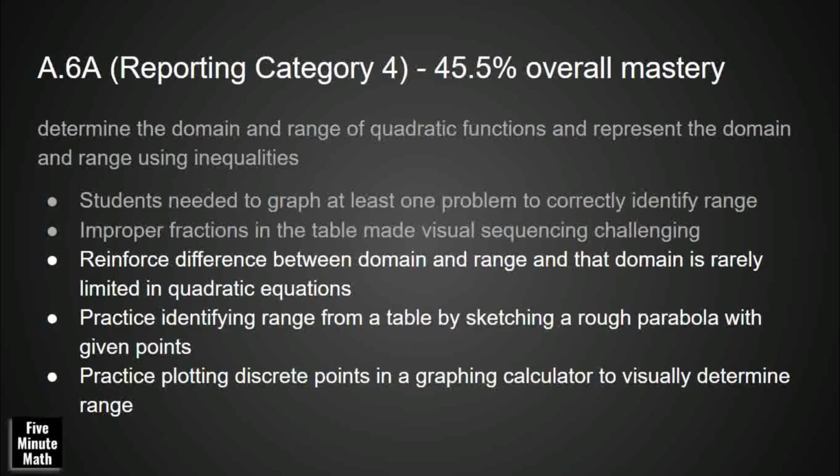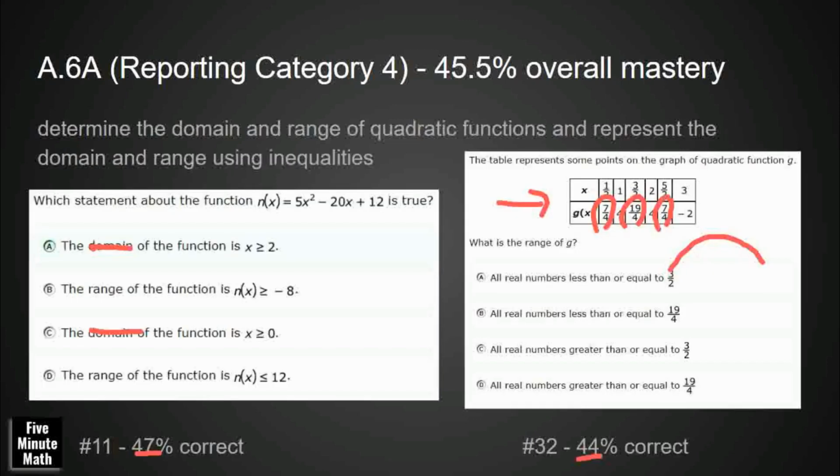So, students need to graph at least one problem to correctly identify the range. You could identify the second one if you convert those into mixed numbers or decimals, right? You can identify where the peak is, right? It's going to be this right here, this 19/4. This one, you do have to graph it. We're not just going to eyeball that.